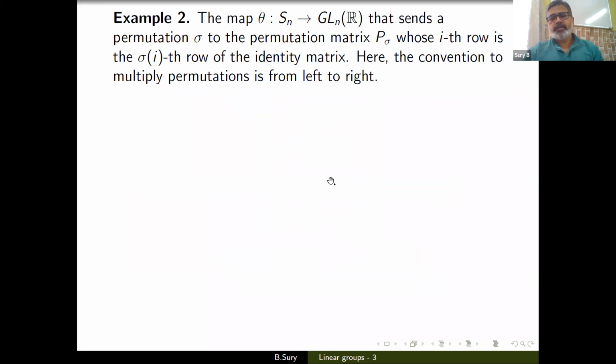Then we have already seen that the permutation group of n symbols has a representation as n by n invertible matrices, as permutation matrices. As I again and again mentioned, if you take the permutation matrix P_sigma to be that for which the ith row is the sigma(i)th row of the identity matrix, sigma being the permutation, then when you multiply matrices, it corresponds to multiplication of permutations sigma and tau, with sigma first and tau later.